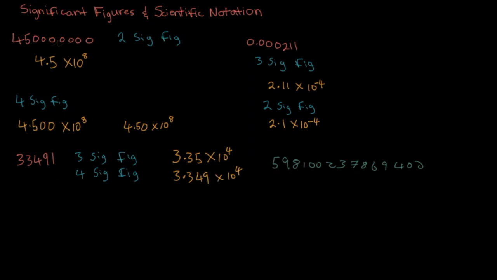So what I would do is I would write 5.98 times 10 to the something. Again, I would start right here. I start the decimal right after the 5, and I would count 1, 2, 3, 4, 5, 6, 7, 8, 9, 10, 11, 12, 13, 14. So this would be 5.98 times 10 to the 14.